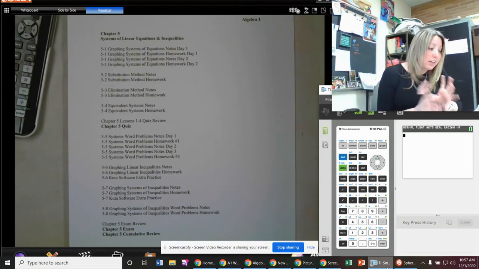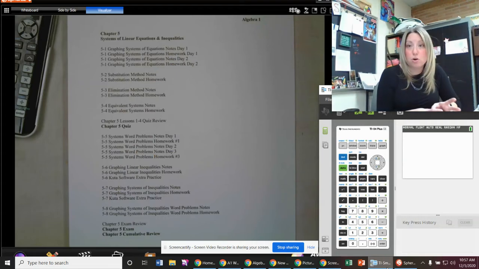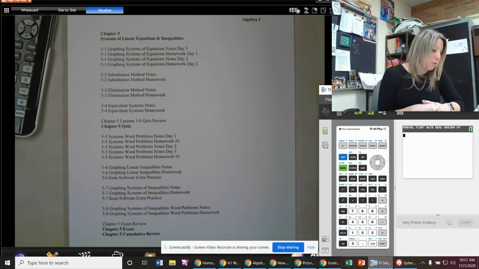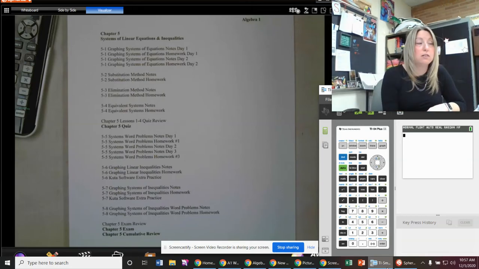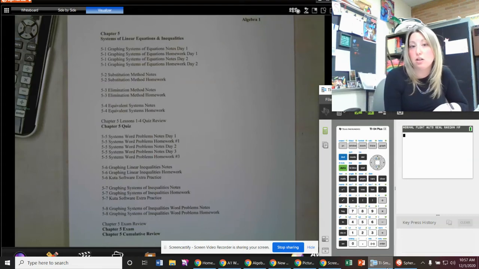Then I know it says there's 3 days of notes. I will go through and assign which days I want to do in lesson 5. We don't need to do all 3 days. So we'll look at word problems. And then lesson 6, there are 2 potential days. That will depend on how well we go through graphing linear inequalities.